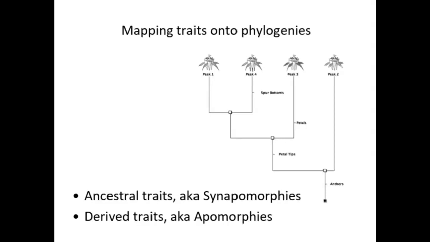Ancestral traits are also known as synapomorphies, while derived traits are known also as apomorphies. It may help to remember that the Latin prefix syn means together, as implied by words such as synchrony or synthetic. The Latin prefix apo is less common but means away or apart. In the example on this slide, petal tips is a synapomorphy for species 1, 4, and 3. Spur bottoms and petals are apomorphies because they arose later in evolution. They are more recently derived. Anthers are an ancestral synapomorphy shared by all four species. This is an example from SimUText, so if you haven't done that exercise yet, this will make sense to you after you've done that exercise.